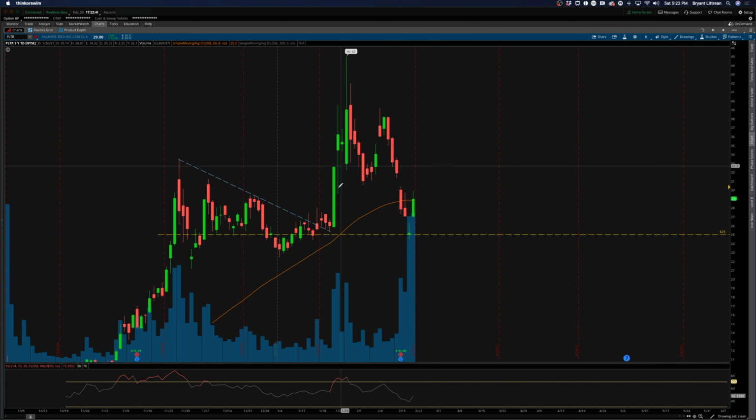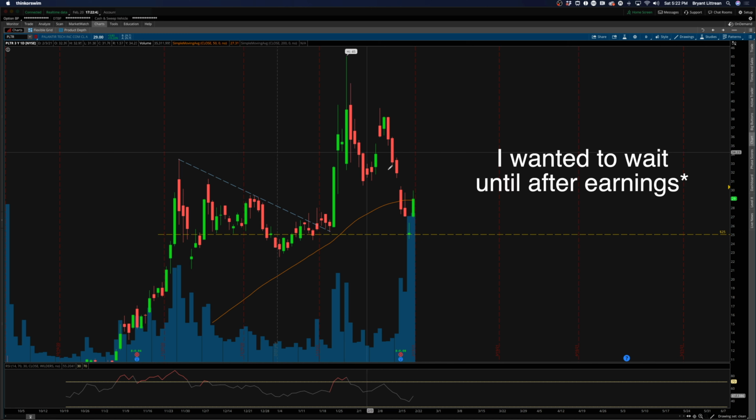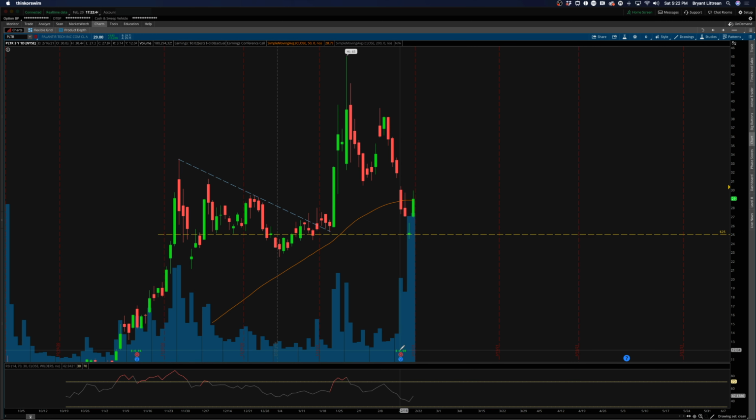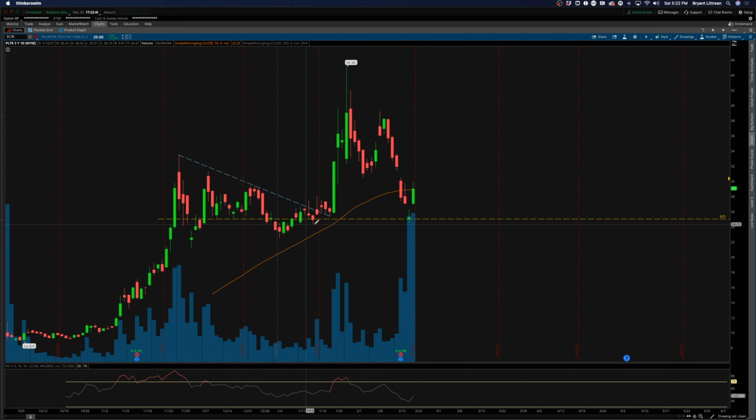Back then, during this initial run-up, I'm not participating in it. I wanted to wait until news came out. I wanted to let the company have a little bit of time on the market to have proper discovery for price. $25 is a beautiful level.